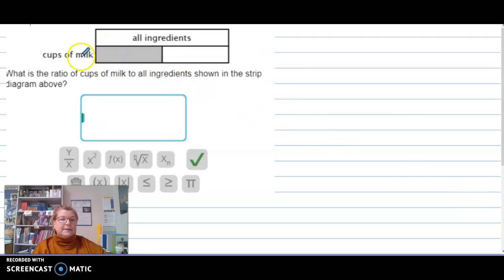Here we have another example. You guys might have looked at these as fraction strips when you were first learning about fractions. What is the ratio of cups of milk to all the ingredients? So cups of milk is one of the two squares or rectangles shaded in out of the two total that represent all the ingredients mixed together.